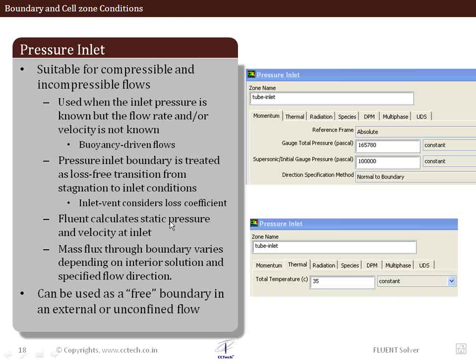Fluent calculates the static pressure and the velocity at the inlet during the course of the simulation, and the mass fluxes through the boundaries, which depend upon the velocity, are also calculated accordingly.